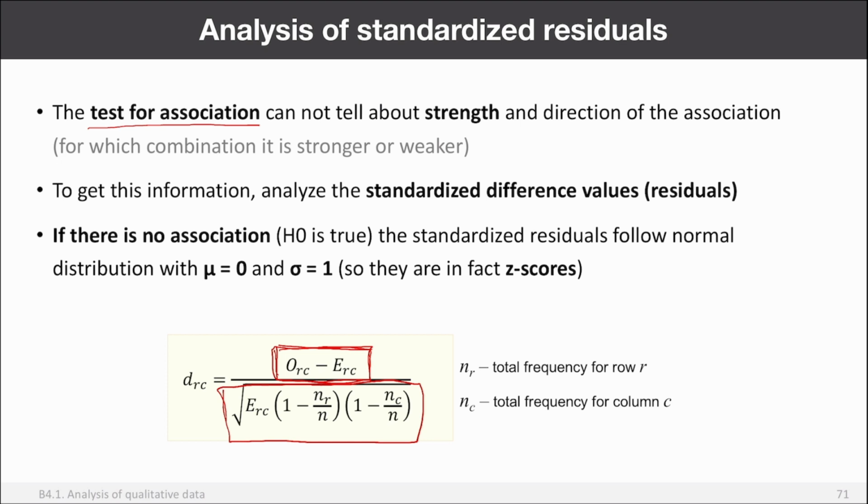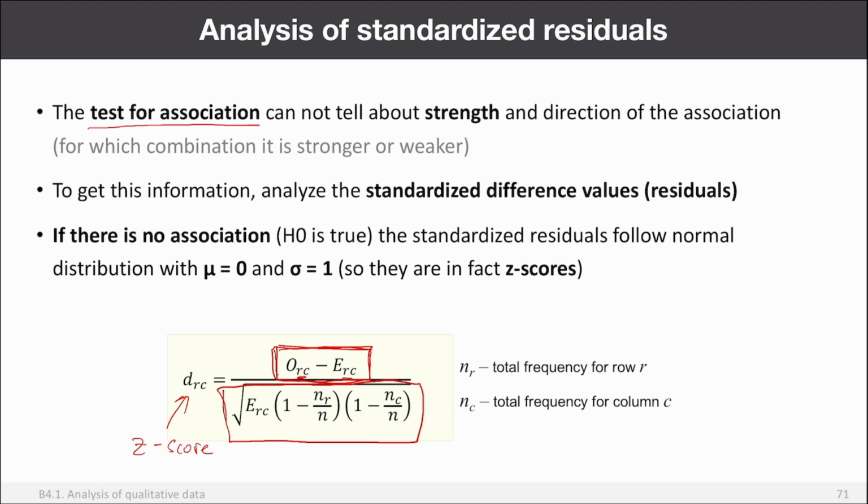Okay. So what you see here is a z-score. So this standardized residual is simply a z-score for the residual. But look, can you see this RC? What does RC mean? It means a particular combination, a particular row and a particular column. So you can compute a standardized residual for every combination of the categories. And it means that you can assess how big this residual is for every combination and find out for which combinations this association is stronger, for which combinations this association is less strong.